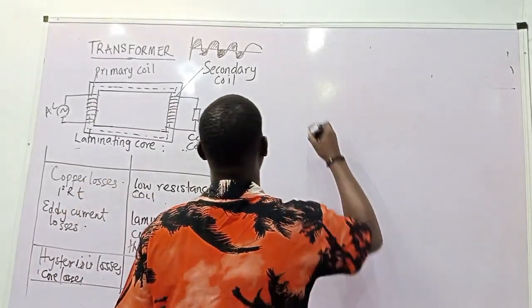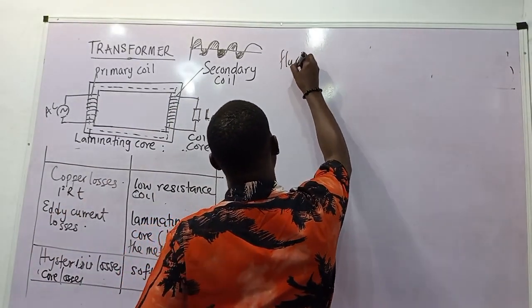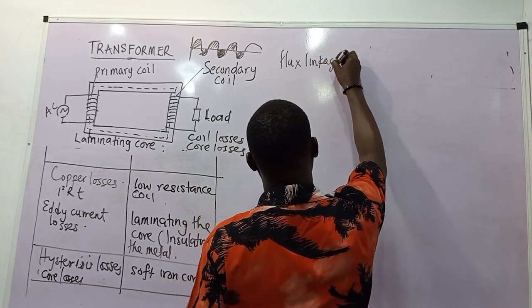Now, the last one is what we call the flux linkage loss.